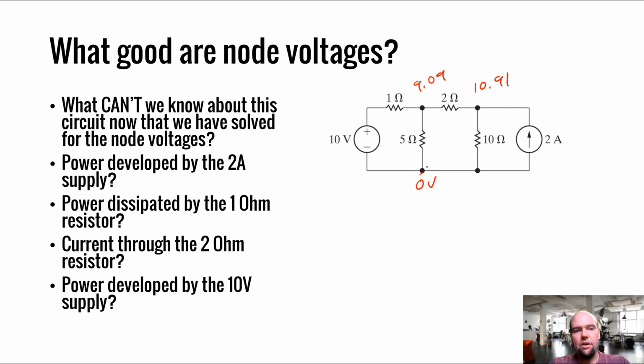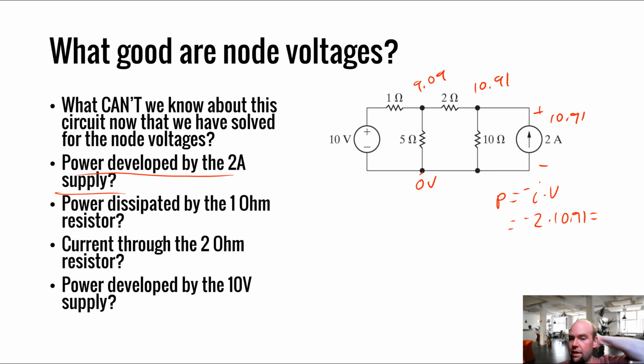Pretty much anything. So let's say power developed by the 2 amp supply. Well, we know we got 10.91 volts across this 2 amp supply. So the 2 amp is shown entering the negative terminal. So the power is going to be negative I times V, negative 2 times 10.91, which is negative 22-ish or so. Okay, we solve for the power for that.